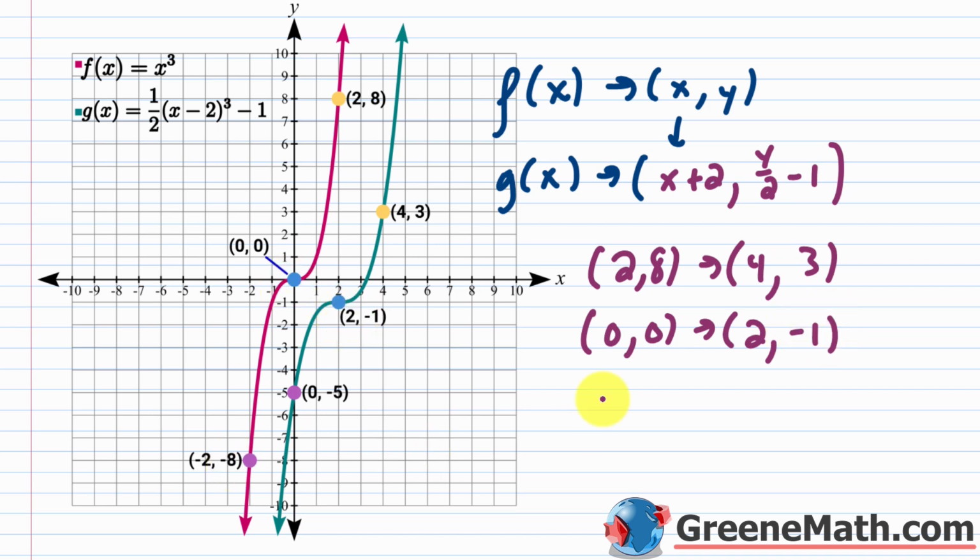The last point we'll do is -2, -8. That's going to go to -2 plus 2 is 0, and then -8 divided by 2 is -4, and -4 minus 1 is -5. So -2, -8 is going to go to 0, -5. Again, you know the general shape of this guy. Once you have these 3 points, that is enough to sketch the graph. It does not have to be perfect. You're just trying to get a general idea of what it looks like.